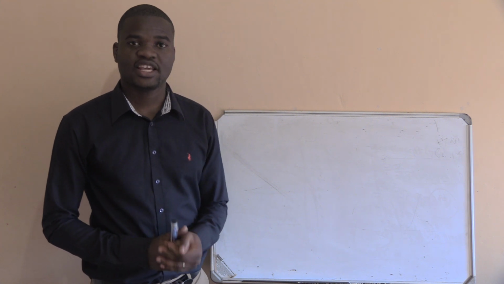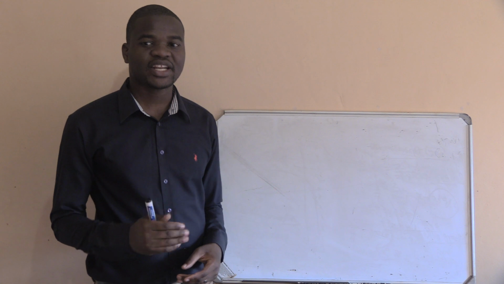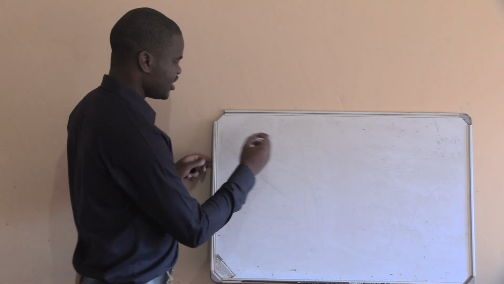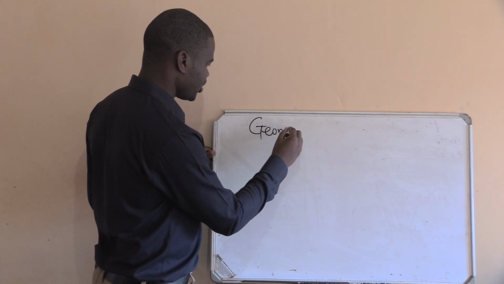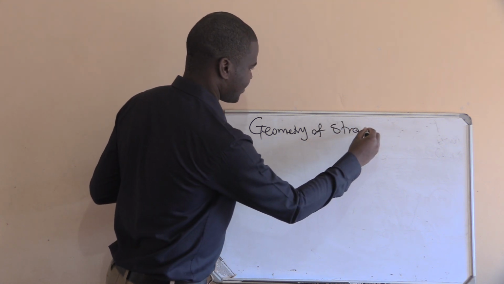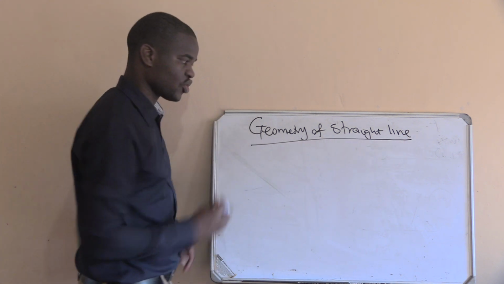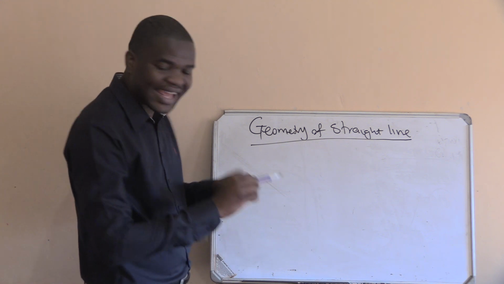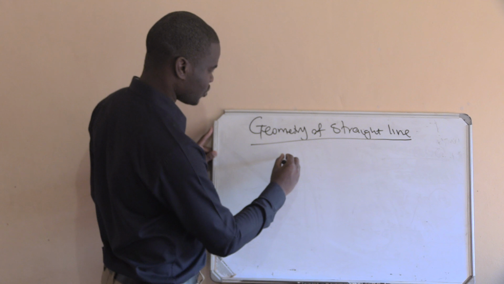Today we are going to learn Euclidean geometry, but we are going to focus on geometry of straight line. This is what we are going to be looking at. Remember, when you talk about straight line, you remember a line that must be straight. So the first thing, I'm going to talk about straight line.